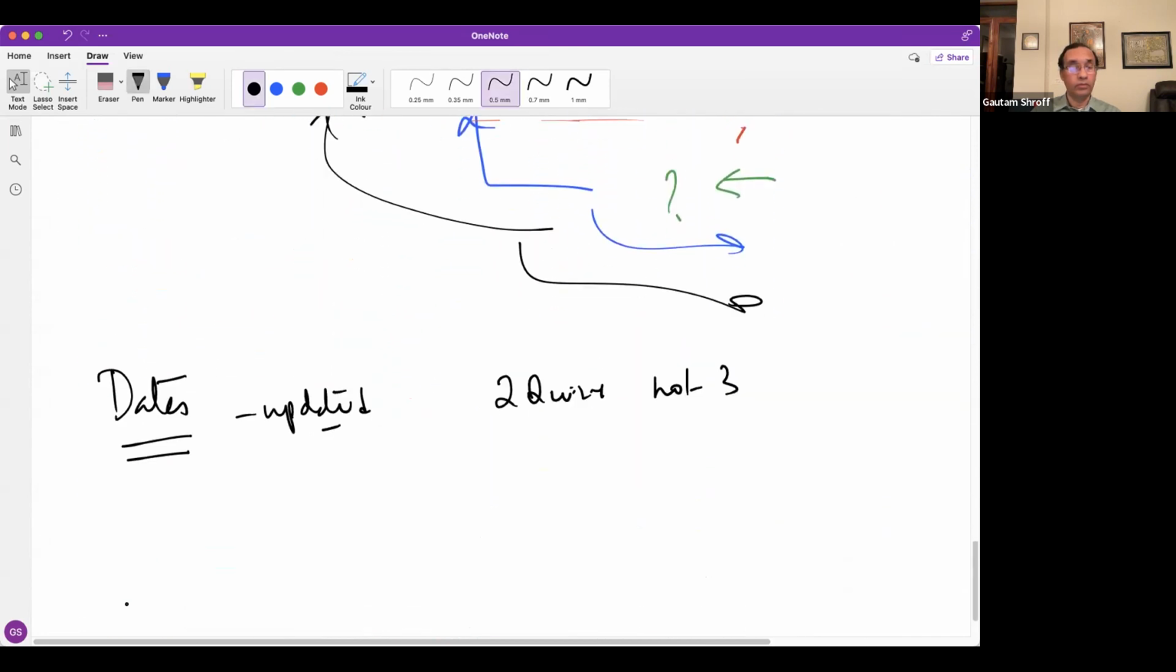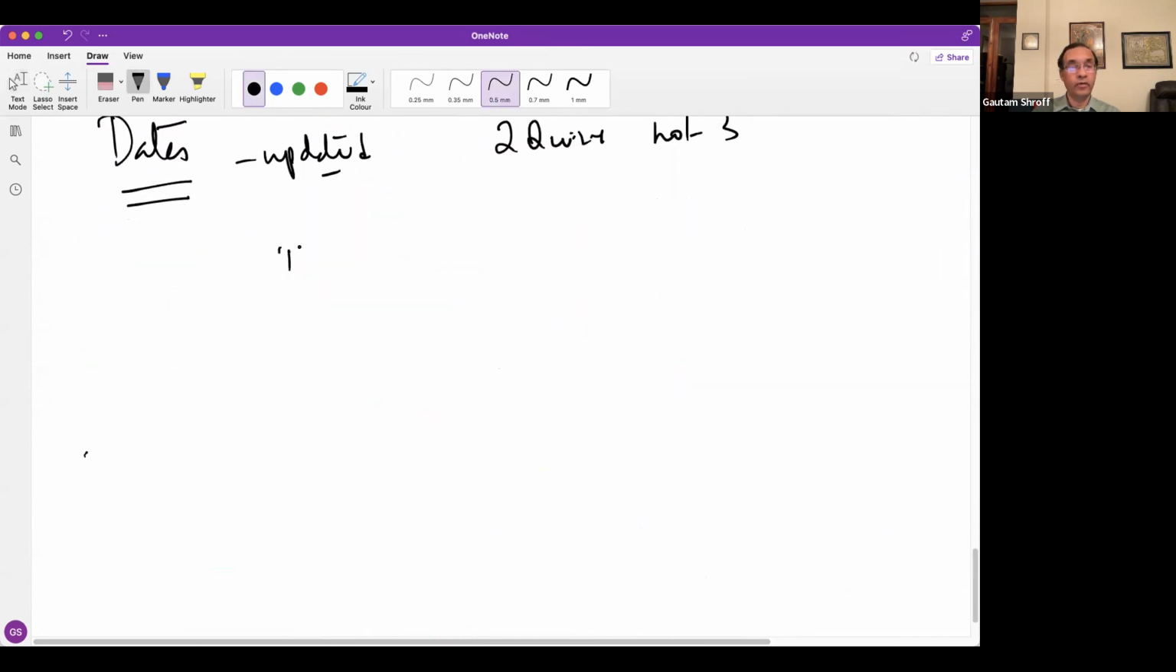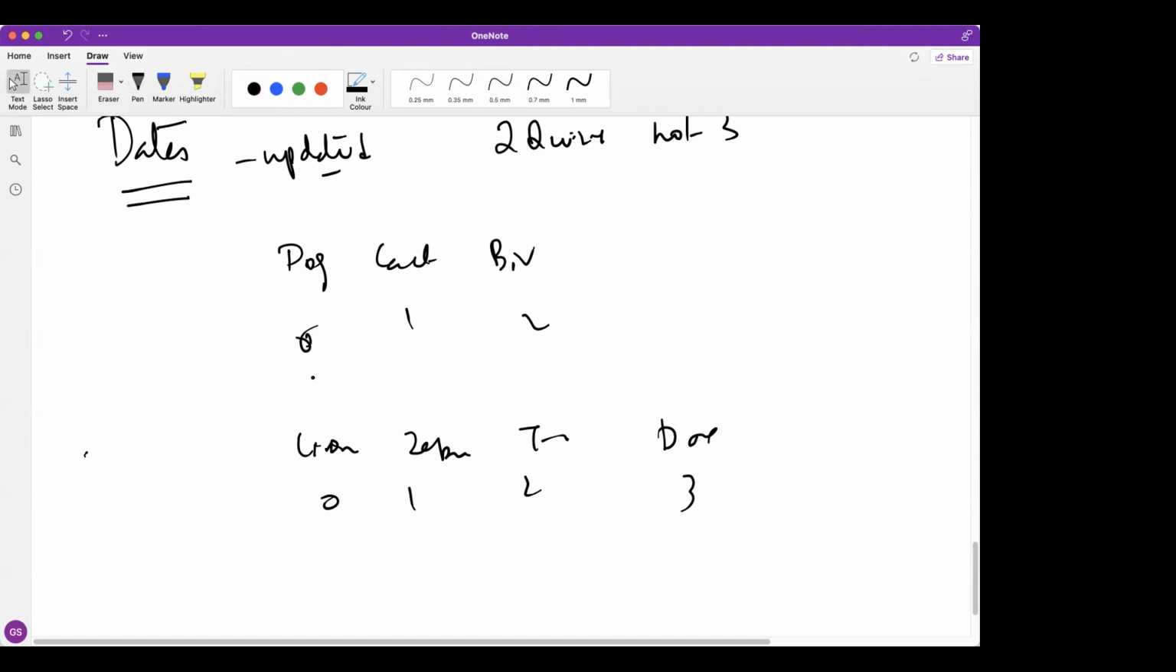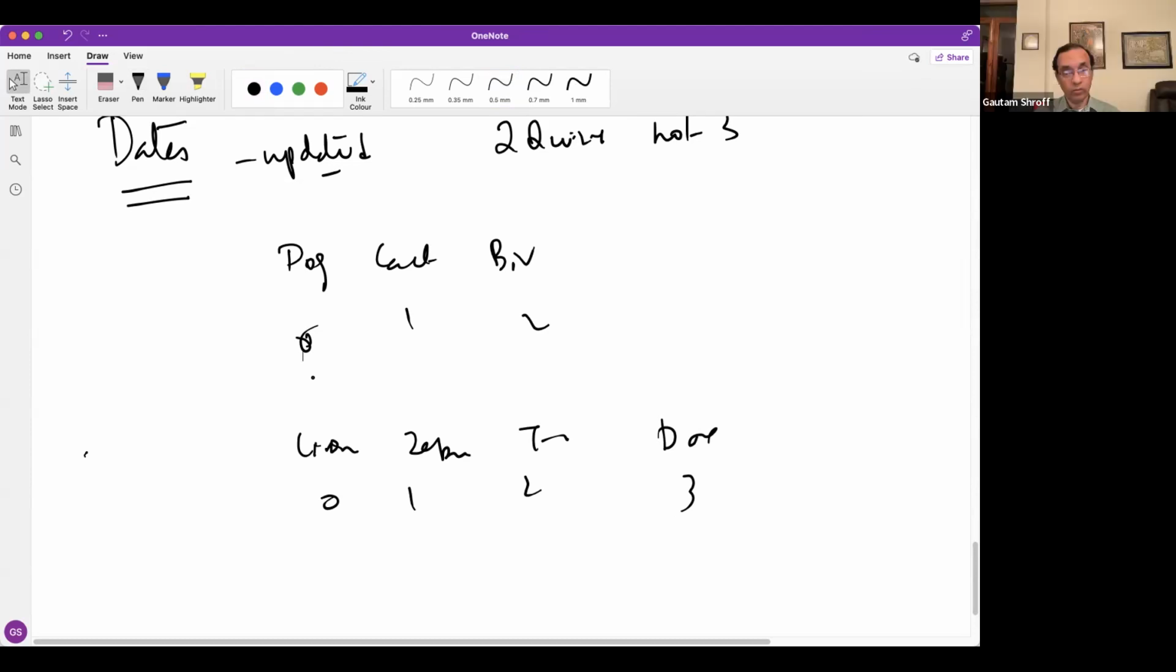In one task you could have dog, cat, bird as 0, 1, 2. In other tasks you could have lion, zebra, tiger as 0, 1, 2, and you could have dog also as 3. This 0 and this 3 have nothing in common. So it doesn't matter if the classes present during training have to be present at test time, right? No, it's just a task. It's just a class. Fine.